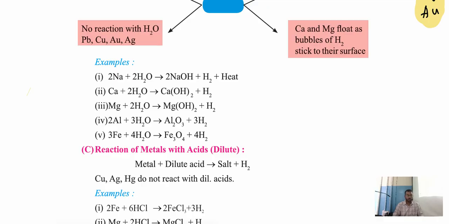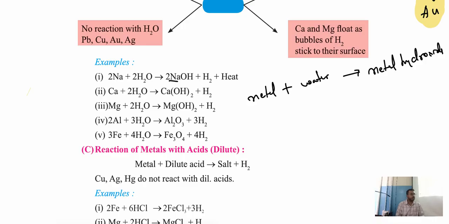Understood? Can you see here? Sodium reacts with water. When sodium reacts with water, it gives sodium hydroxide. When a metal reacts with water, it gives metal hydroxide. Na is a metal, OH is hydroxide. That is metal hydroxide, plus hydrogen gas is liberated.